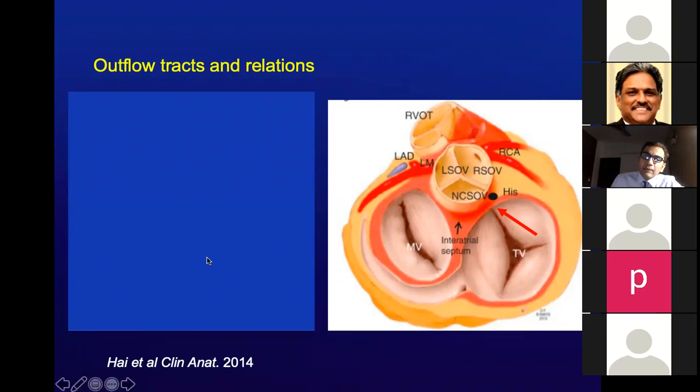Now imagine if instead of the aorta here, you had the pulmonary artery here and the aorta present here. That is the condition called transposition of great vessels. That is when you get the right ventricle giving rise to the aorta and the left ventricle giving rise to the pulmonary artery.